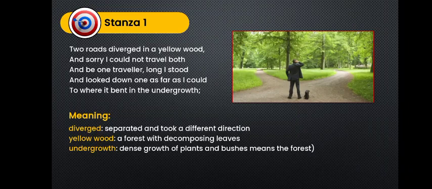So he said that he could not travel both roads at the same time, and looked down as far as he could to where it bent in the undergrowth. The word undergrowth refers to the bushes, and it means that he tried to find out which road is better than the other, and both the roads bend down into the undergrowth.